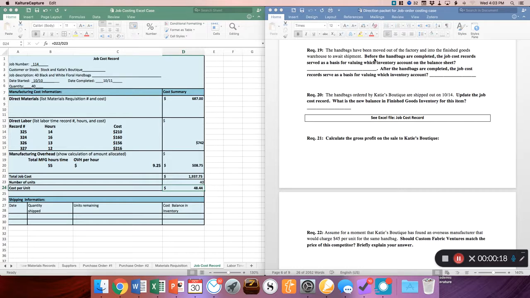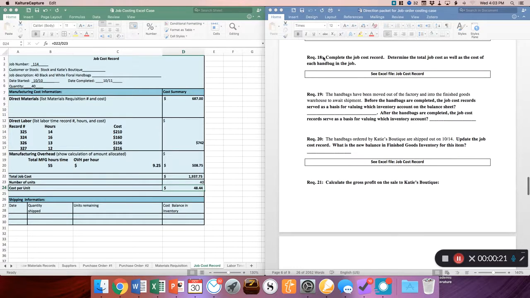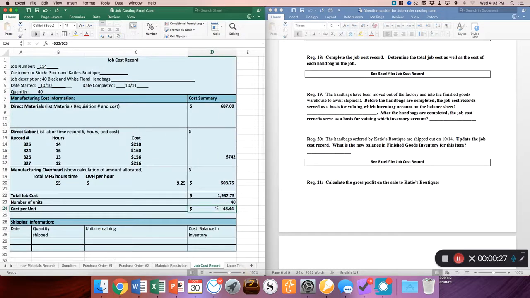So let's see. We went through requirement 18, which was completing the job cost record, which I've got over here, and we finally get to the point where we can say, okay, these bags cost us $48.44. And so that is literally the value of our work in progress inventory. And then once we move the handbags off the shop floor and into our finished goods awaiting shipment out, then that cost moves from the work in progress inventory account into our finished goods inventory account, right?